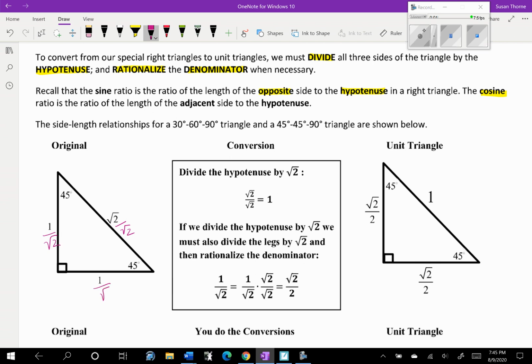And of course, when you divide by root 2, you don't want to leave your fractions like this when we're in upper level math. You want to rationalize the denominator. So to rationalize this, we had to multiply both the numerator and denominator by root 2 over root 2, because that gets rid of the radical in the denominator, because root 2 times root 2 is the square root of 4, which equals 2. So that's where we get root 2 over 2, root 2 over 2. And then, of course, if we have the hypotenuse, which is root 2 over root 2, that's just equal to 1. That's how we get our unit triangle.